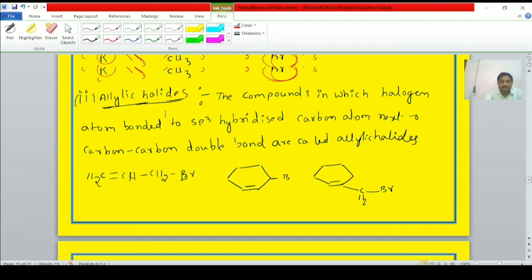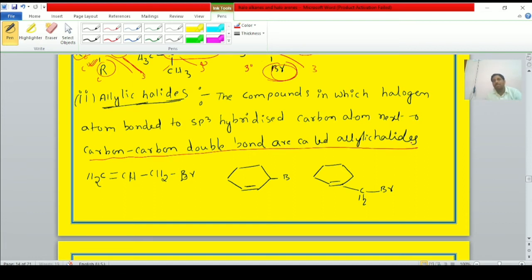Allylic halides. The next one is allylic halides. The compounds in which the halogen atom is bonded to the sp3 hybridized carbon atom next to the carbon-carbon double bond are called allylic halides.